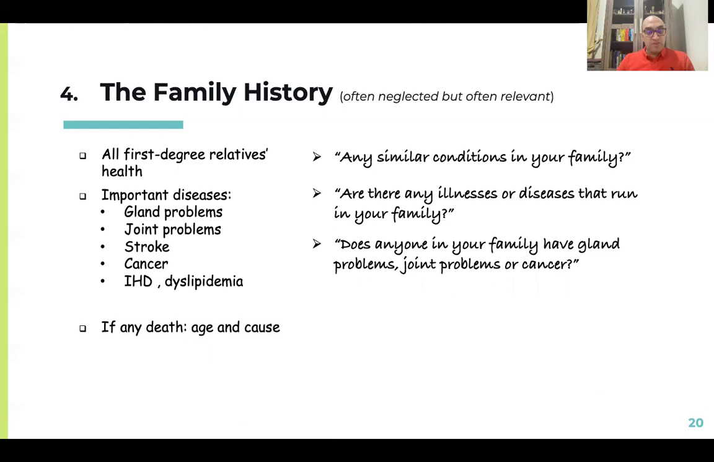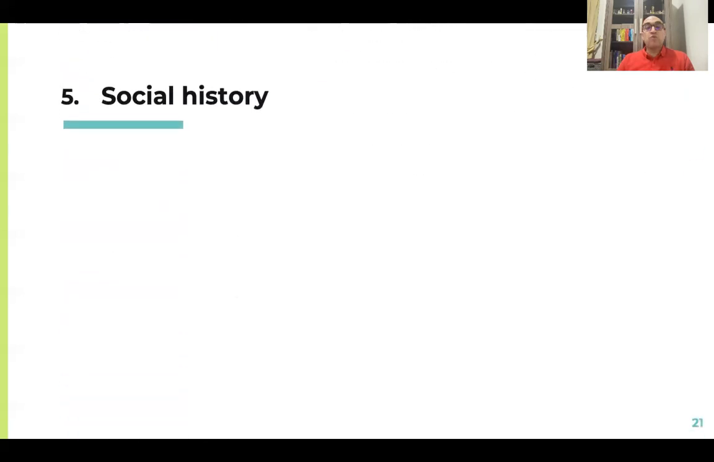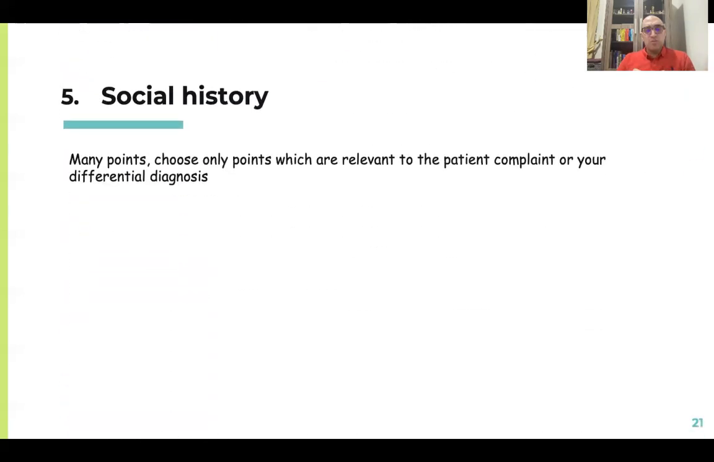If there is any death in the family, ask about the age and cause. How are your parents? What did they die of? How did they die? Very important. Social history contains many points. We only choose points which are relevant to the patient's complaint or your differential diagnosis.